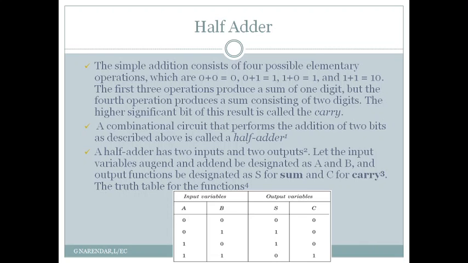So the simple addition consists of four possible operations. Since only two bits exist for binary, either you add 0 to 0, or you add 0 with 1, or you add 1 with 0, or you add 1 with 1.